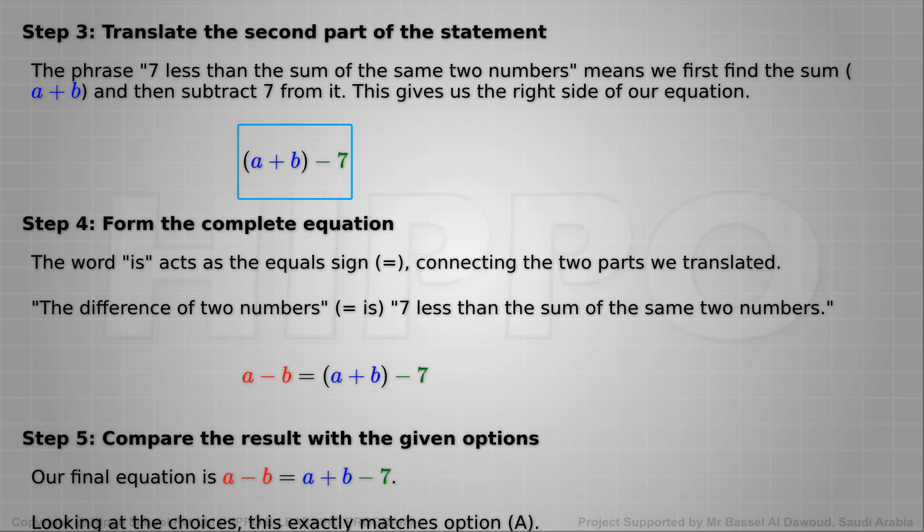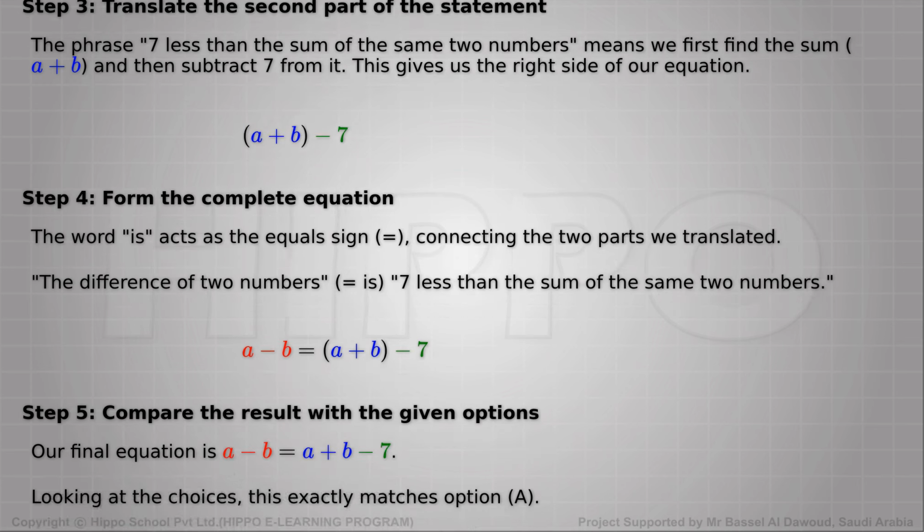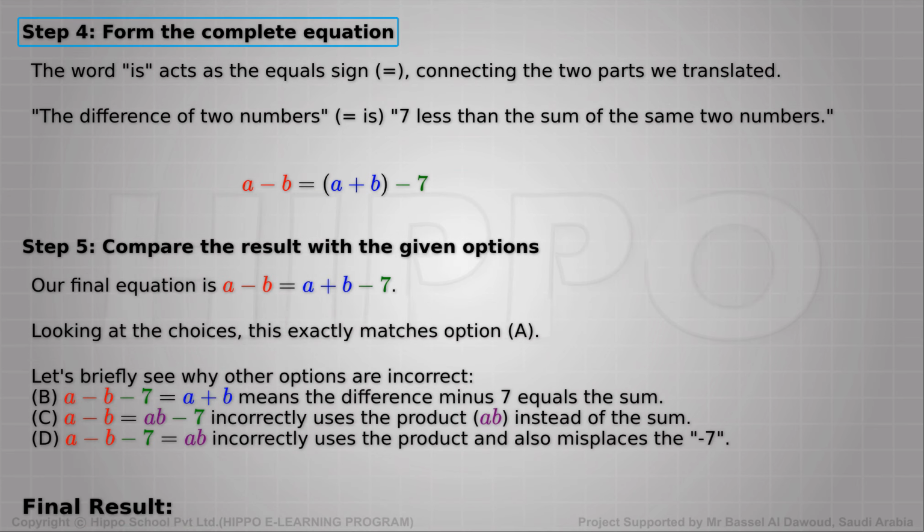Then we make it 7 less than that sum by subtracting 7. So the expression is A plus B minus 7. This will be the other side of our equation. Now it's time to put everything together.